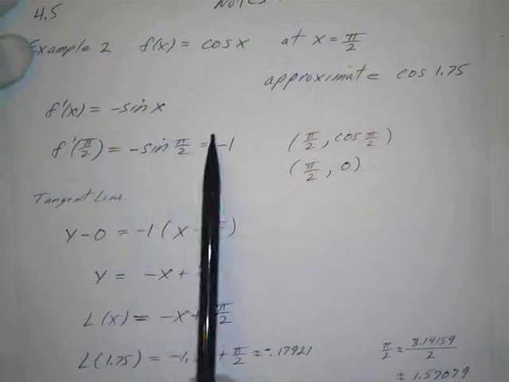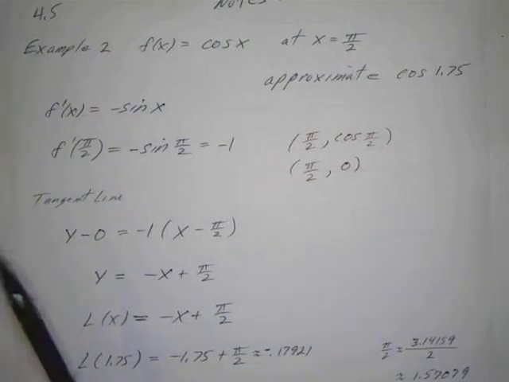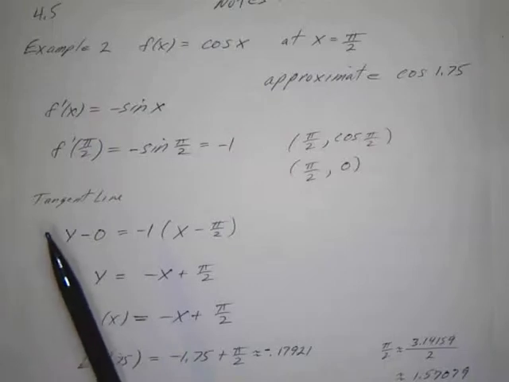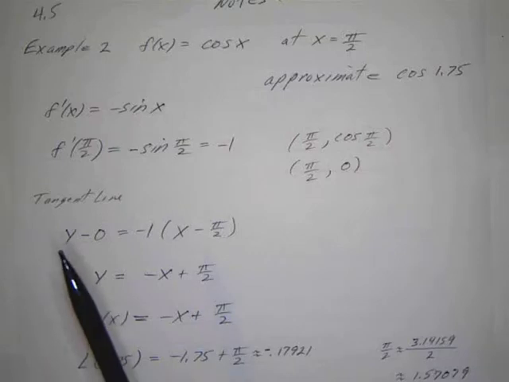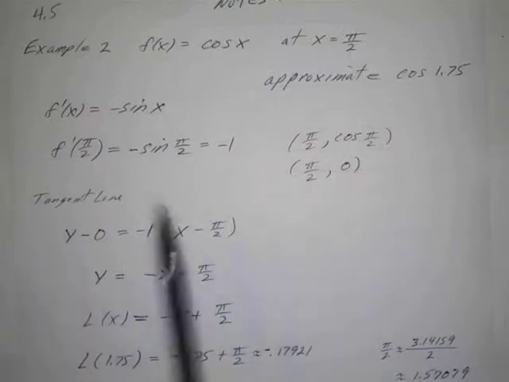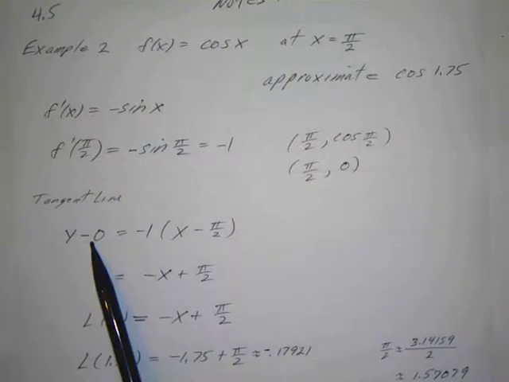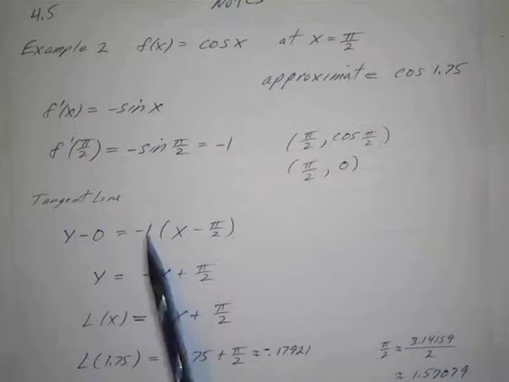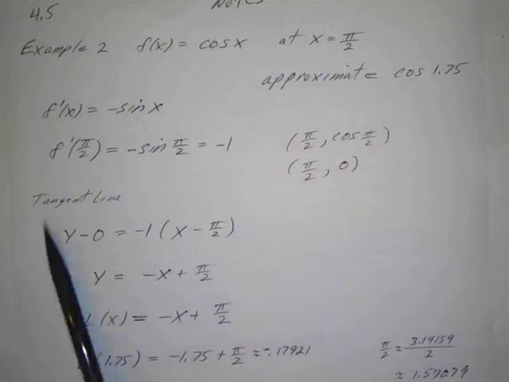In other words, here's my slope, here's my point, so I just put this in point-slope form. y minus y1 equals m times x minus x1. Just remember that, right? y minus y1 equals m times x minus x1. Okay, so I pop that right in there. So this is y minus y1, in this case y1 is 0, equals m, which is my slope, negative 1, times x minus x1, which is pi over 2. So there's my tangent line.